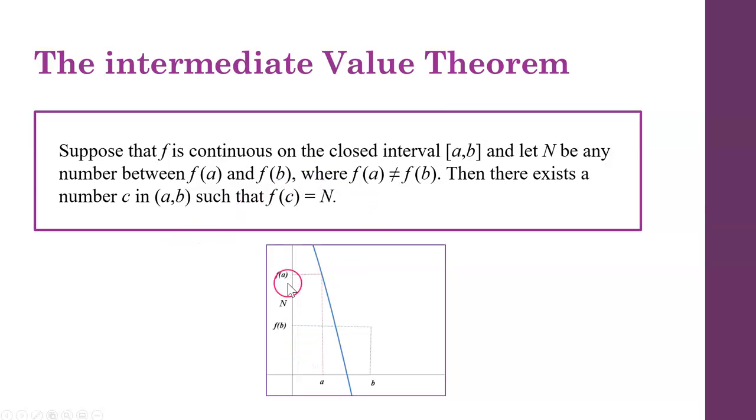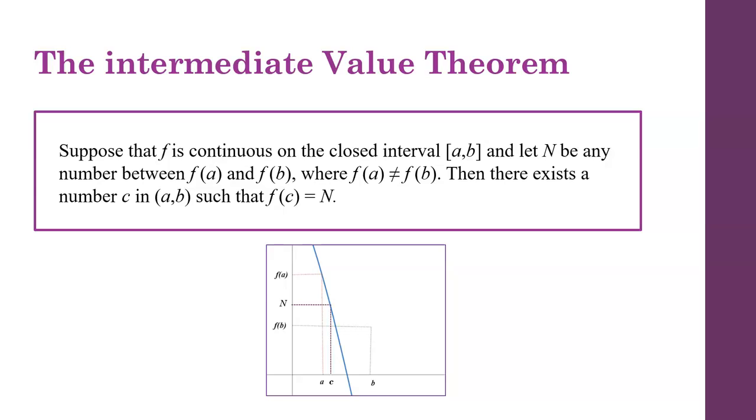as long as f of a and f of b are not equal, right? Because if they're equal, I couldn't find the value between them, right? And then I can always find the value c in the interval from a to b. So somewhere between a and b, I can find the value c where f of c is equal to n, right?